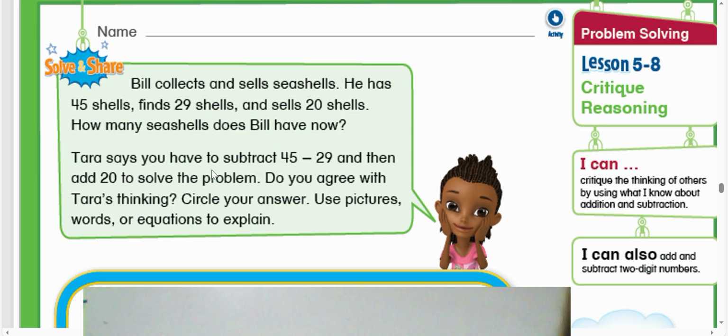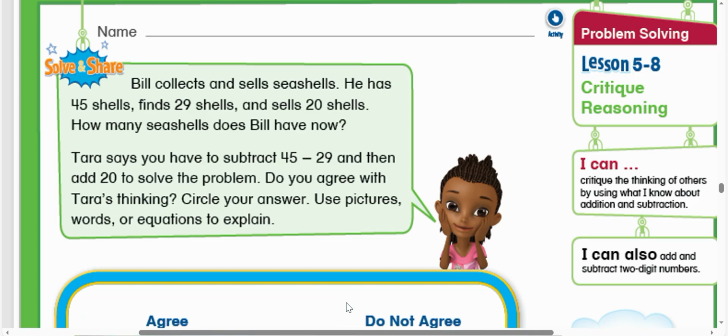Laura says you have to subtract 45 minus 29 and then 20 to solve the problem. We agree with Laura's thinking. Circle the answer in your picture down here. Agree or don't agree?